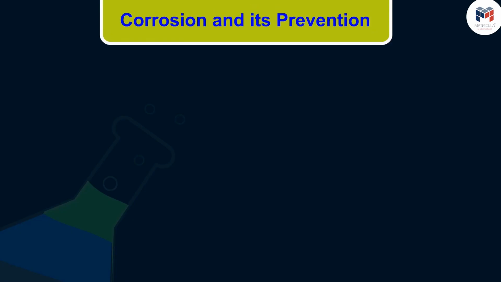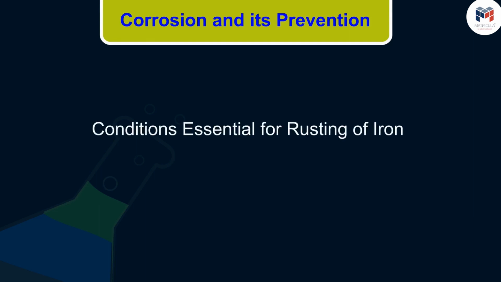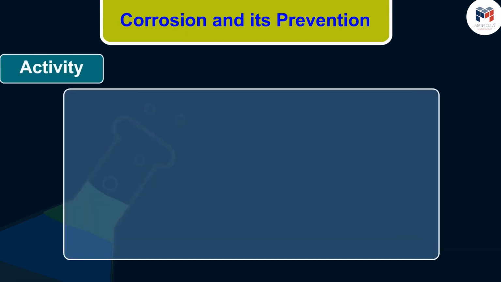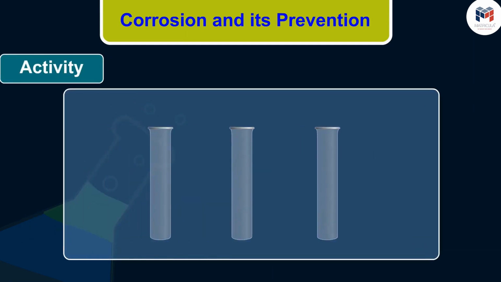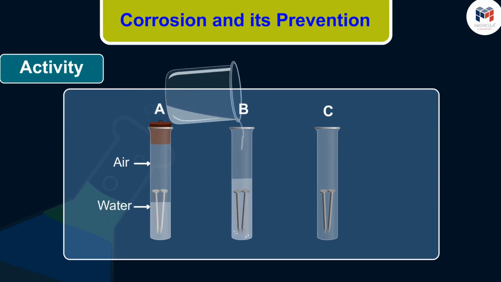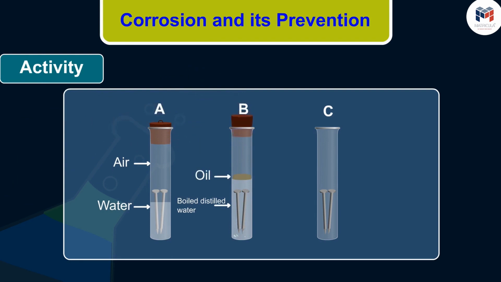Children, now we will discuss an activity to discover the conditions essential for rusting of iron. 1. Take 3 test tubes and place clean iron nails in each of them. 2. Label these test tubes A, B and C. Pour some water in test tube A and cork it. 3. Pour boiled distilled water in test tube B. Add about 1 ml of oil and cork it. The oil will float on water and prevent the air from dissolving in the water.